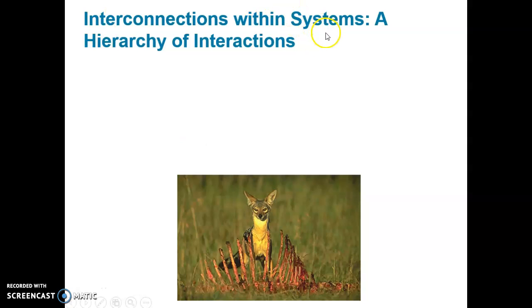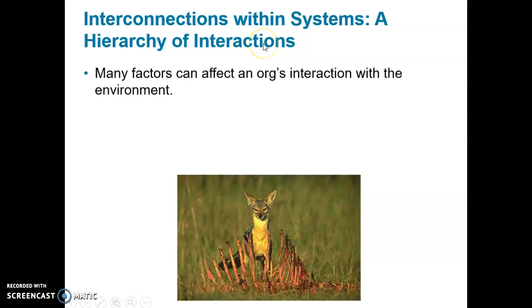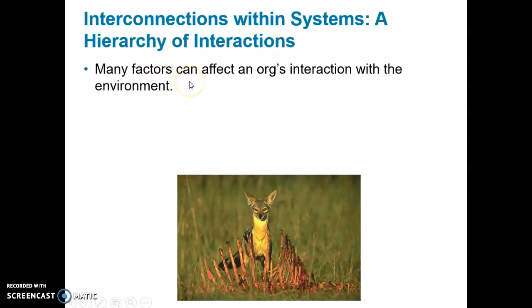So let's jump into more of a natural setting and description. This chapter does go into some of the problems caused by humans on an ecological level. We're going to focus more on wildlife for this chapter. So interconnections within systems. So let's look at a hierarchy of these interactions. So many factors affect how an organism interacts with the environment.